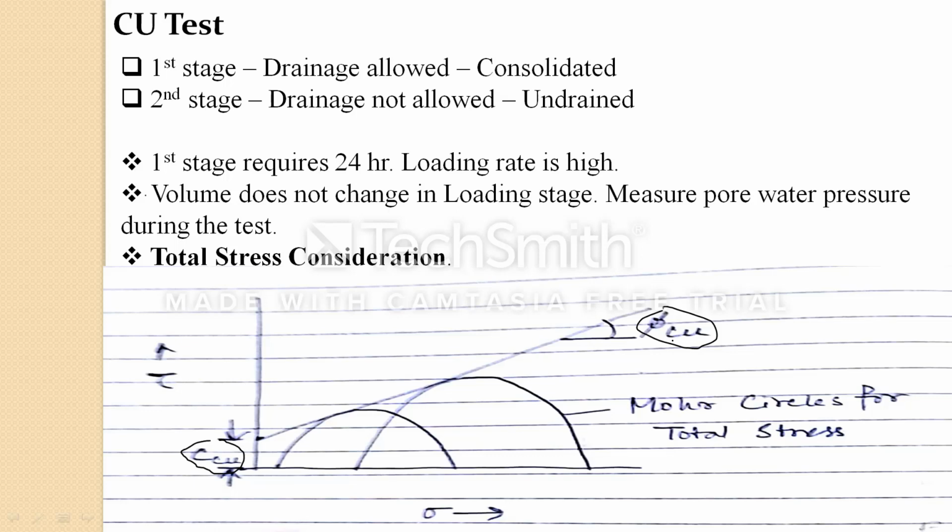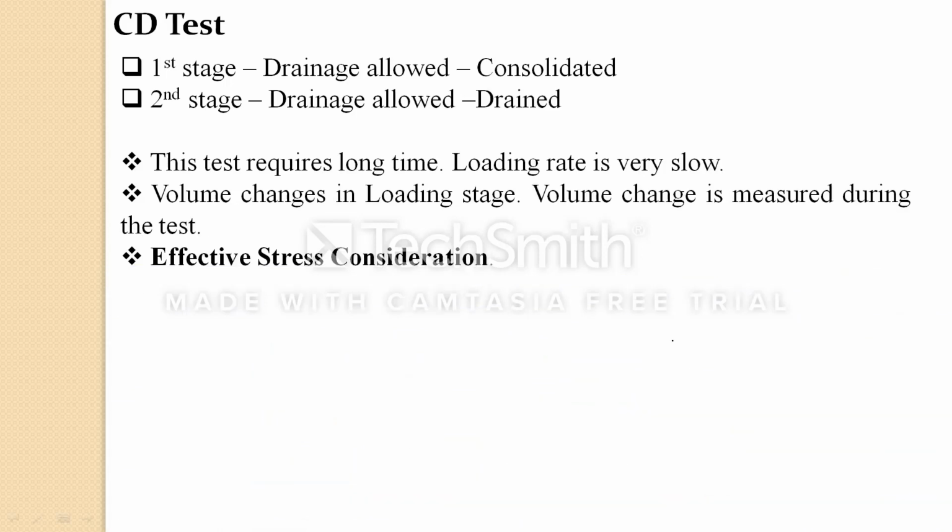CD test means consolidated drained. So for the first stage and for the second stage, drainage is allowed in both stages, making it consolidated and drained both. Like the previous test, the consolidation also requires 24 hours. But in this case, in the second stage, the shear stage, the drainage is allowed, and the loading rate should be very slow.